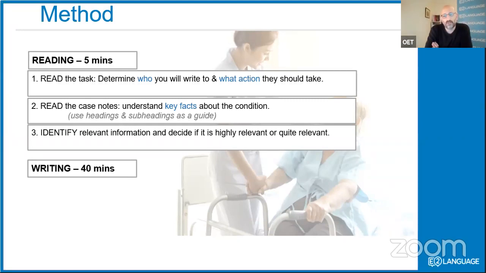This is not the objective in the OET writing section. Your relative merits as a nursing professional are not in question. Your ability to read and understand case notes and then organize them as relevant, repeated and relevant, or not relevant at all is important. Okay, so that's in the 5 minutes.